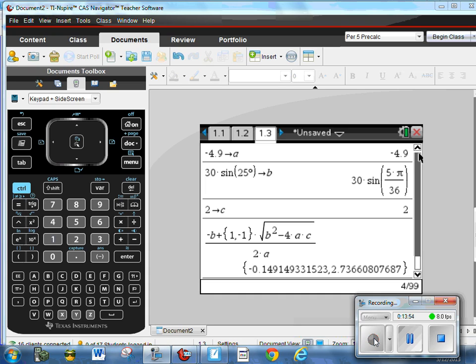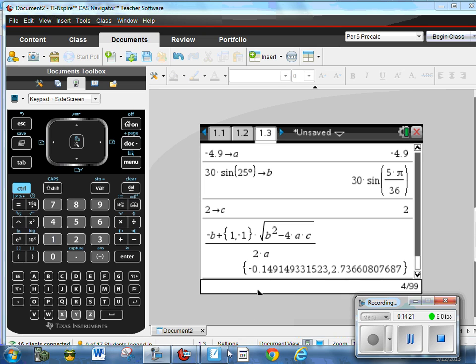Okay, just to remind you how to do that, I entered negative 4.9 and stored it to A. You use Control var to store it. I stored a number for B and a number for C, typed in the quadratic formula, and got two answers, a negative one and a positive one. If we go back and look, there's the 2.7366, so it looks like 2.737 seconds approximately is when it hits the ground.